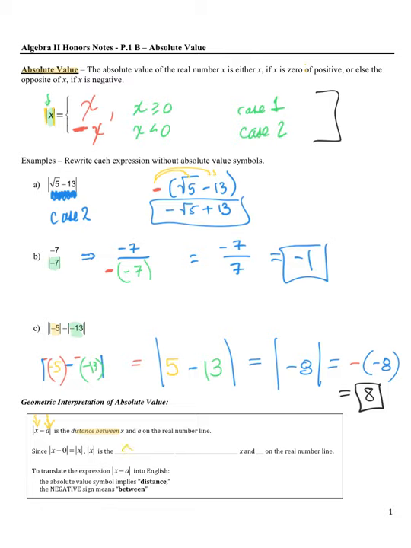So what does that mean? That means the distance between x and 0 on the number line. So again, we translate the absolute value as the difference, the distance between x and some number a on the number line. Again, absolute value is distance, and that is why our result is always positive. That minus sign means between. So let's look at a few examples.